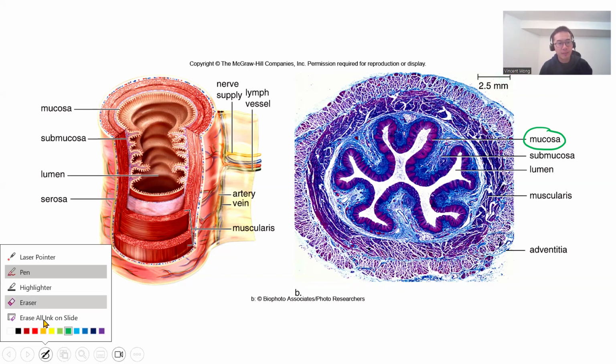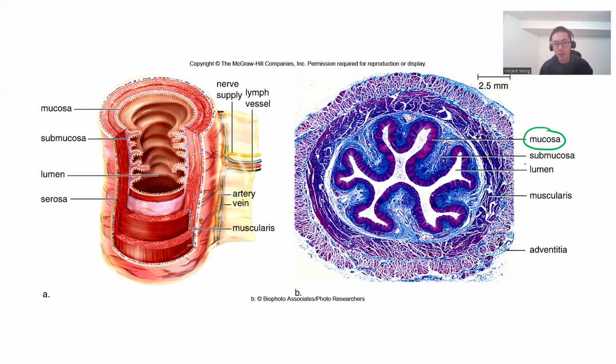Now, beneath the mucosa, we have the submucosa, which is right here. It's this light blue color. This whole thing outside, and there is the outer edge of it. Between the red lines, that's where the blood vessels and the lymphatic vessels are going to be, right? And the nerves. Outside of that, you have the muscularis.